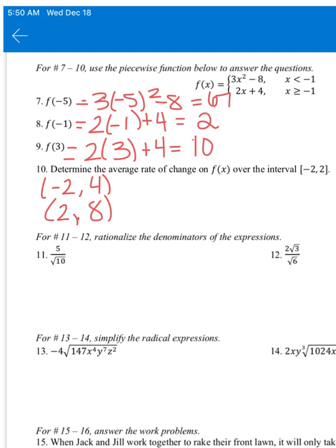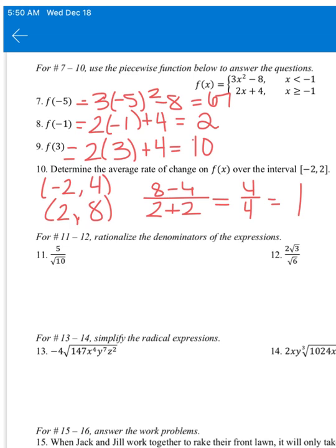But again, I need the average rate of change formula. So it would be y minus y over x minus x. Okay, you could write 2 minus negative 2. It's the same thing as 2 plus 2. So 8 minus 4 is 4 over 2 plus 2 is 4. 4 over 4 is 1 for the average rate of change.